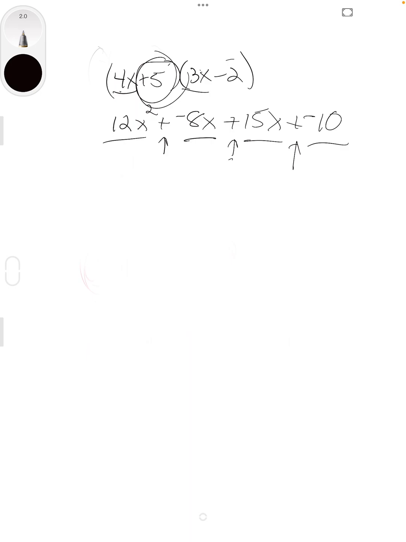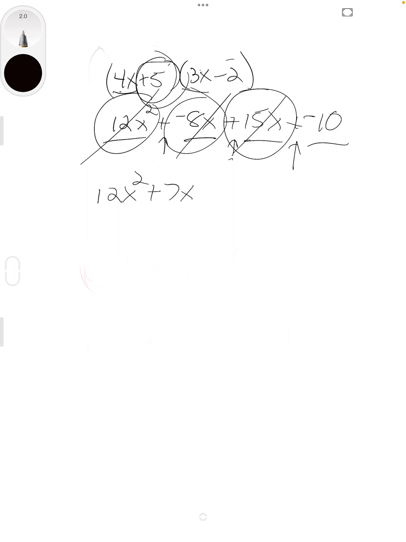So I have 12x squared. There are no other x squared terms. Now I have a negative 8x and a 15x. That's going to be 7x and a negative 10. And that's going to be the answer to that. One more time, and let's take a look at it.